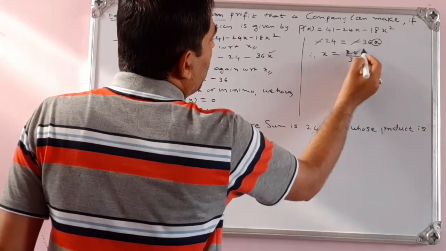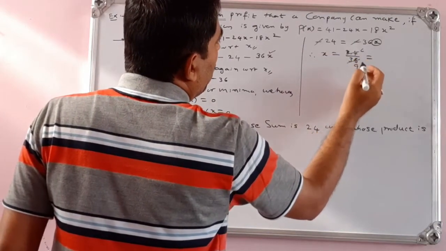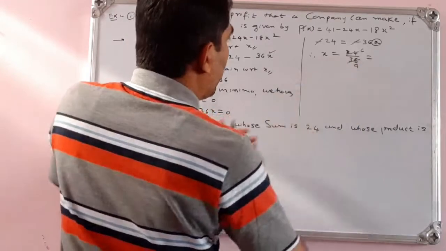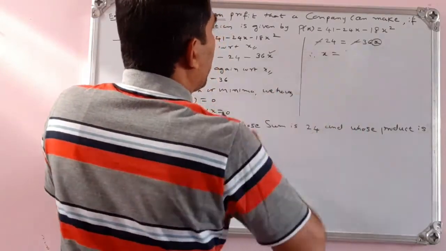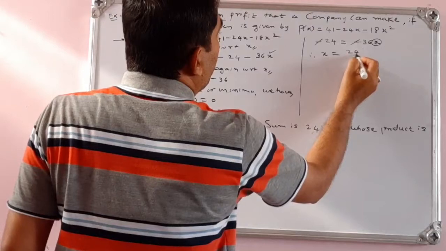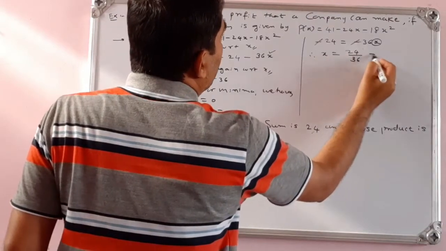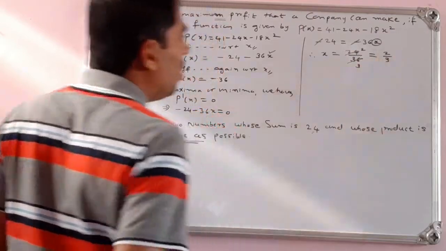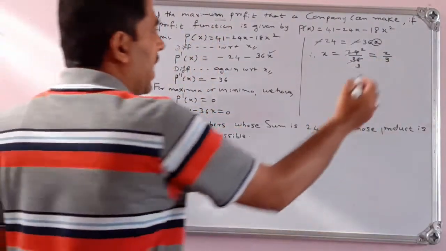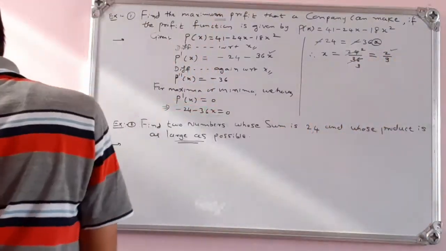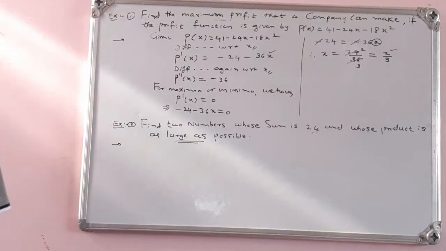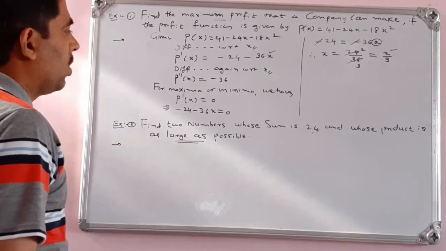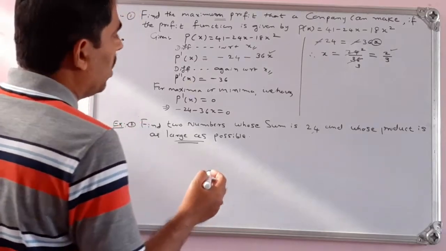So 4 6 4 9, or you can cancel it directly, I can get it. So that is 24 divided by 36, that is 12 3s are 12 2s are, so I get what? X is equal to 2 by 3. See, this is my point. X is equal to 2 by 3.